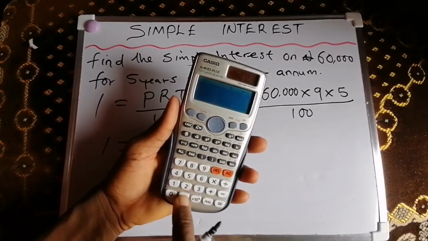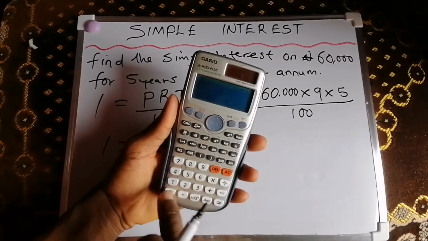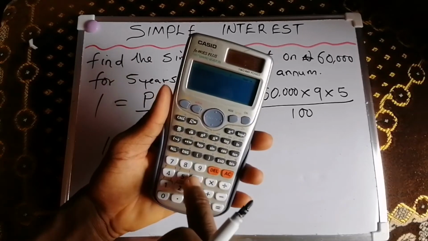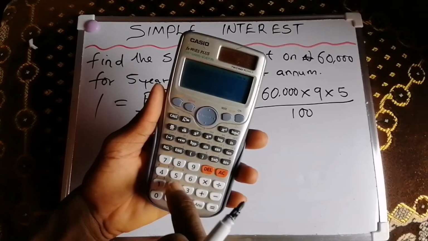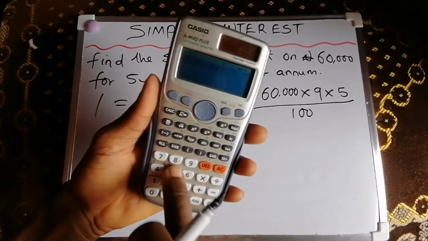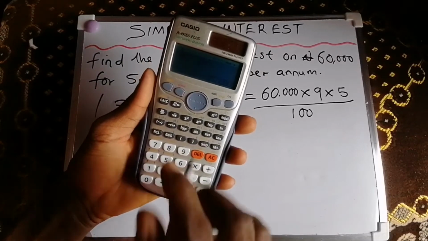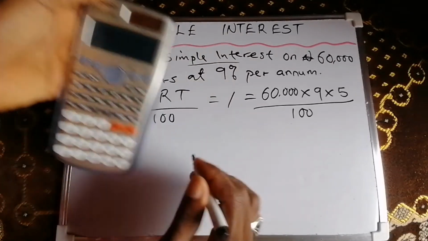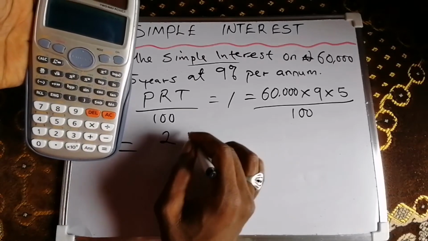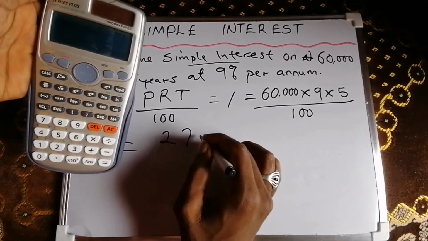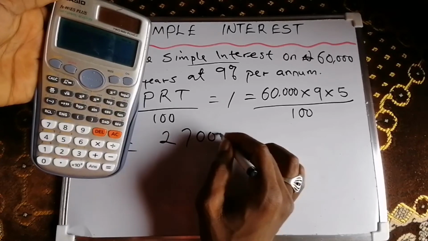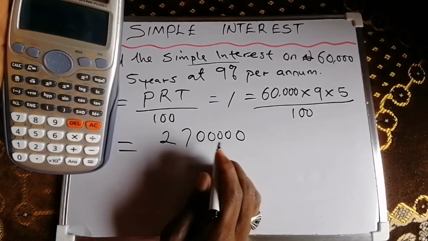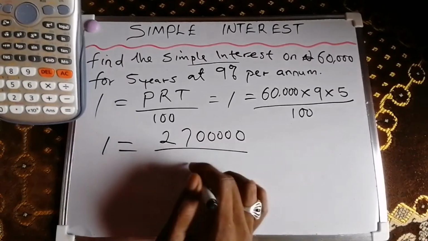So 60,000 times 9 times 5 equals 2,700,000. So we are having 2,700,000. That is 2,700,000 divided by 100.